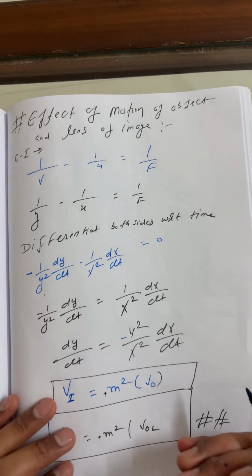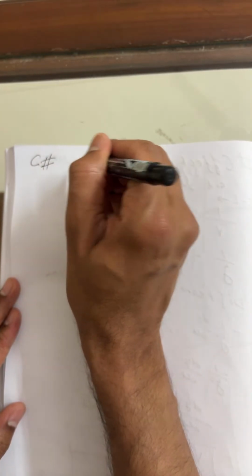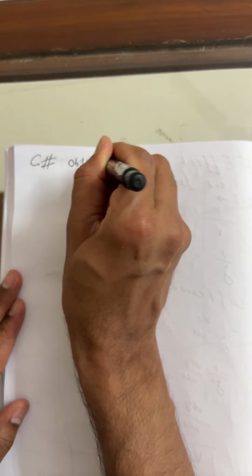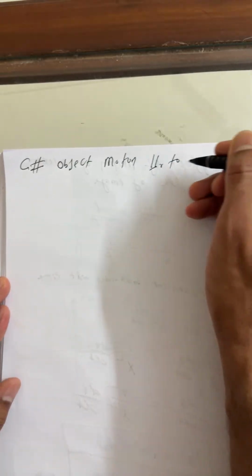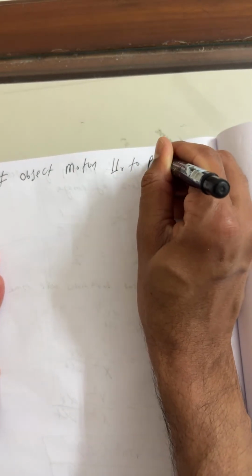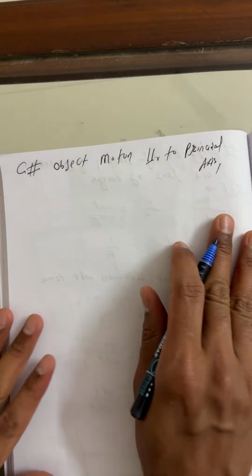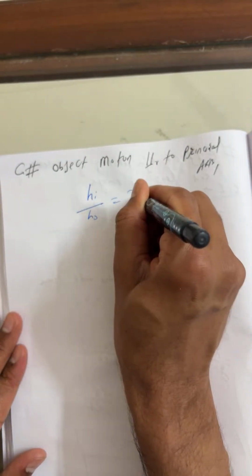But if your object moves perpendicular to the principal axis, case two. If your object motion is perpendicular to the principal axis, here I'll use the formula hi by ho, it's nothing but the magnification. I hope all of you remember.